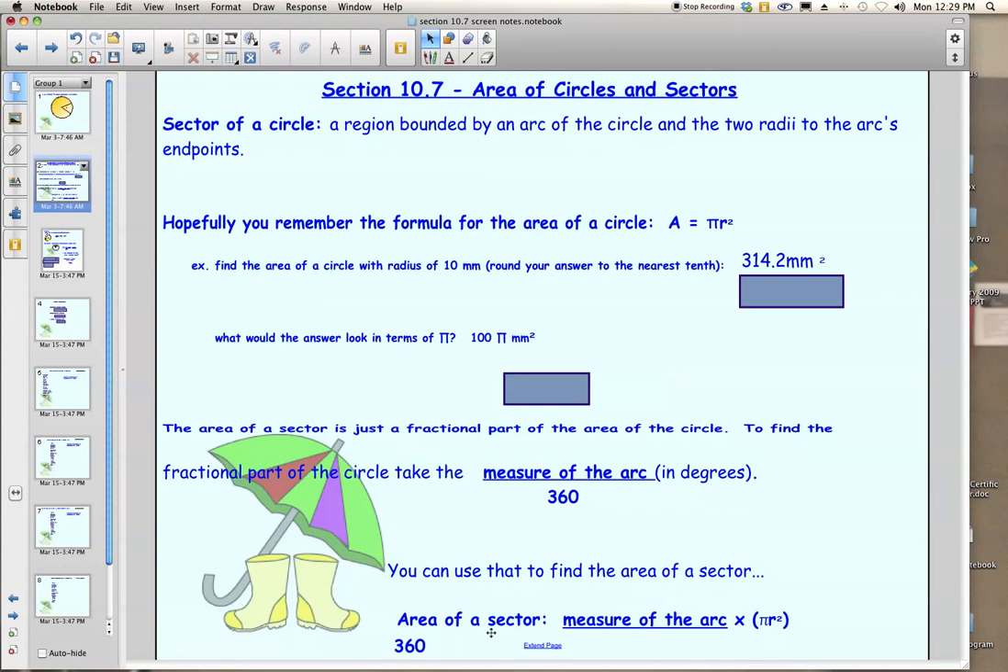I can see my 360 has slid. It's supposed to be over here.